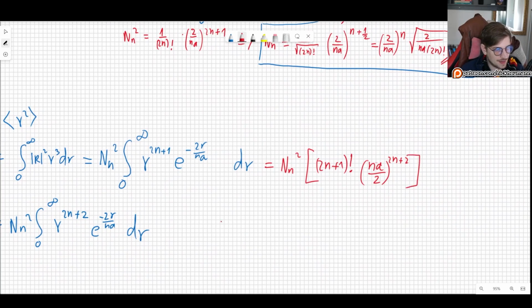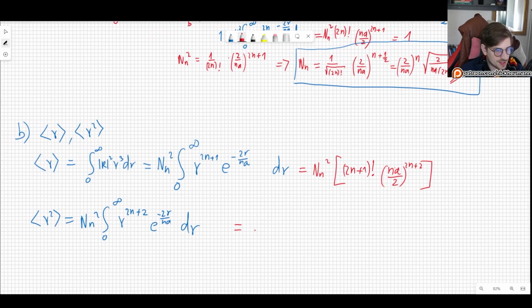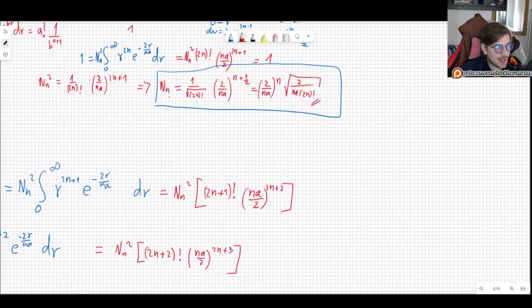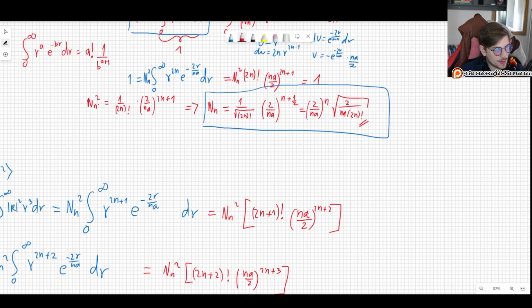Okay, so that's that. And in the case for the expectation value of r squared, we are simply going to get n squared. And now we are going to have 2n plus 2 factorial times, now this is going to be na over 2, 2n plus 3. So that's the main difference. Now we can plug in what we found for n. Now, of course, we have it squared, so it will be much easier to just plug in this part right there. So let me maybe change colors.